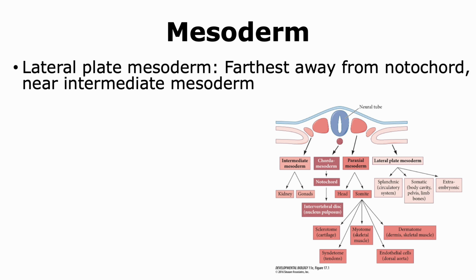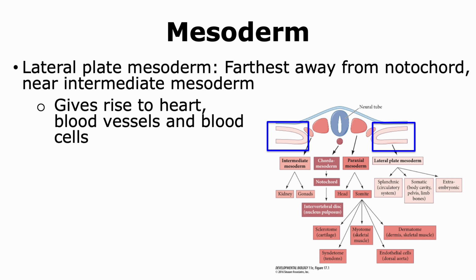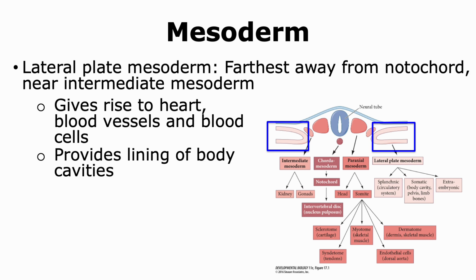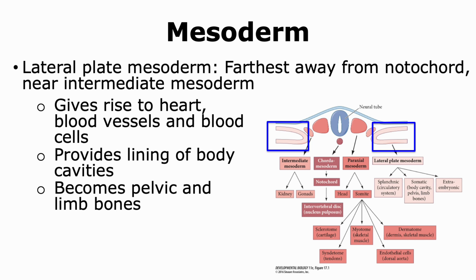Finally, the last part of the mesoderm is called the lateral plate mesoderm, and it is farthest away from the notochord, near the intermediate mesoderm, as shown in the blue box. The lateral plate mesoderm will give rise to the heart, blood vessels, and blood cells. They also provide the lining of the body cavities and become the pelvic and the limb bones. Now, in this set of slides, we'll actually be learning about the paraxial mesoderm.